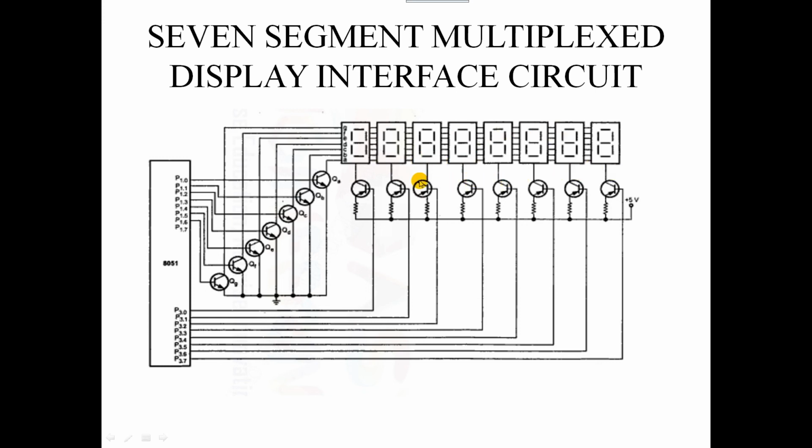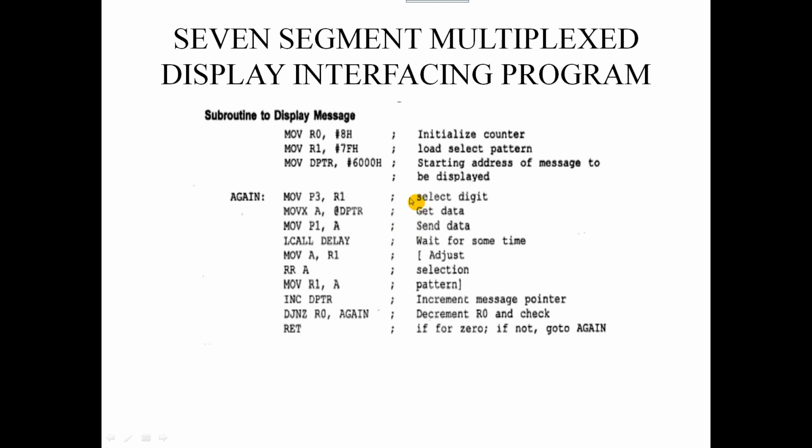So by making this particular arrangement, we are going to set with that particular arrangement. So here the 6000 is going to be used as an address for the data which is going to be displayed as a rolling display in this particular arrangement. So the data which is required is going to be stored in this particular address. So by giving this particular address to this DPTR, we will be getting the data from this particular location. So first we are going to select the first digit.